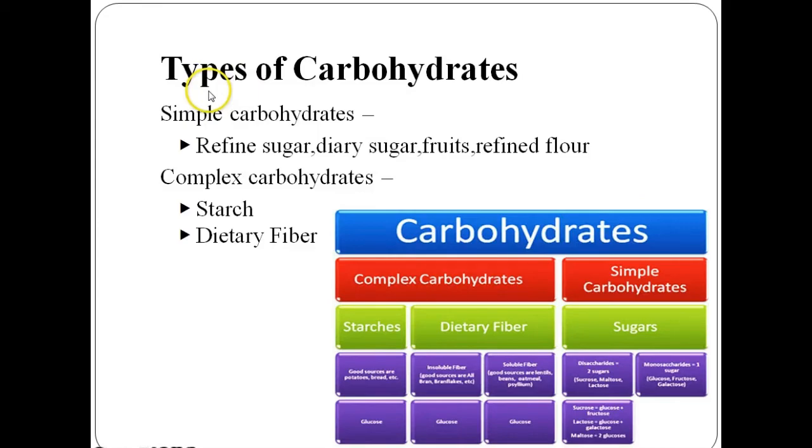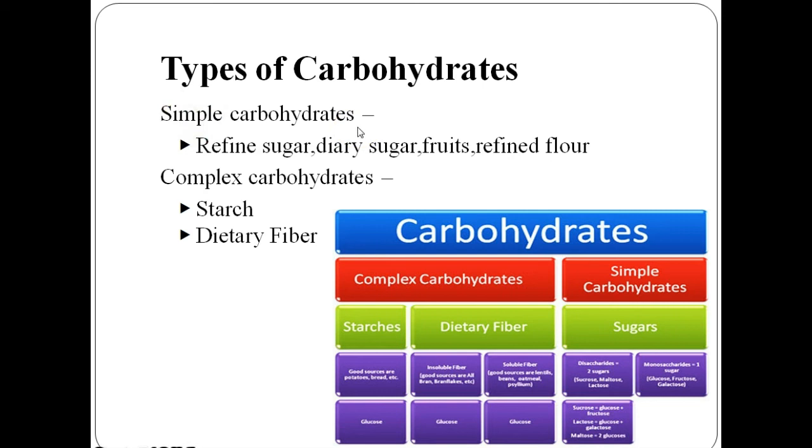Now let us see the different types of carbohydrates. Carbohydrates are mainly divided into two groups: simple carbohydrates and complex carbohydrates. The two vary nutritionally and are broken down in different ways during digestion. Let us take a look at all the types of carbohydrates and their functions. The first one is simple carbohydrates.